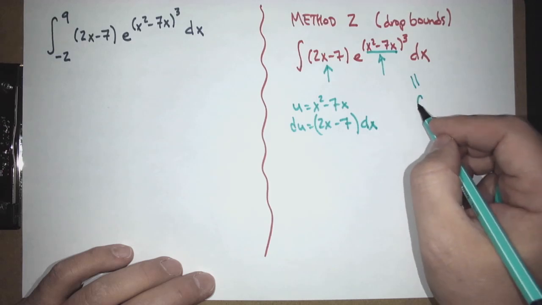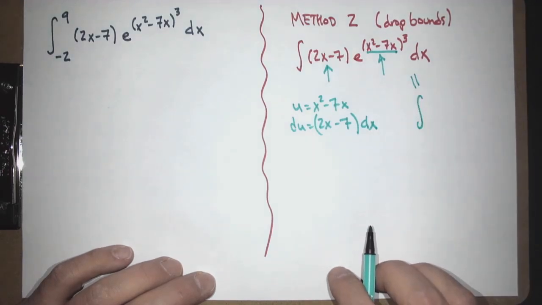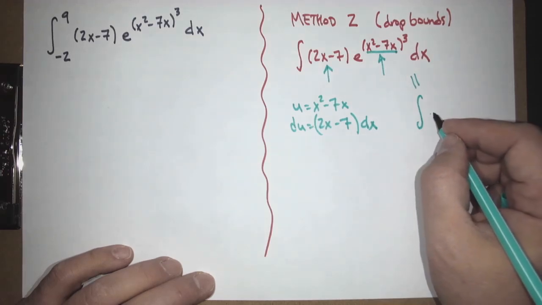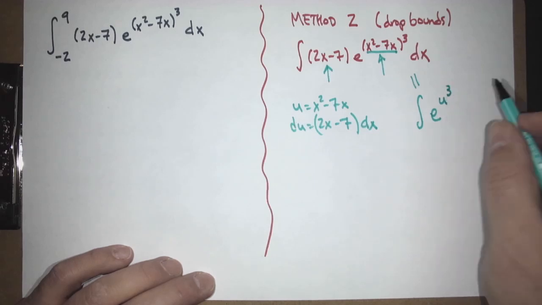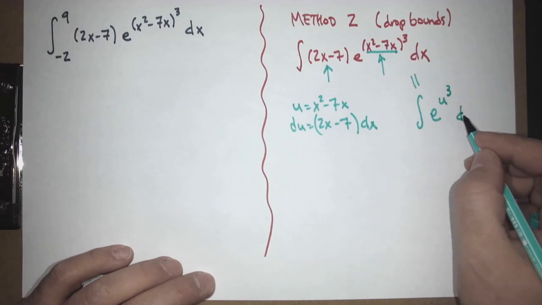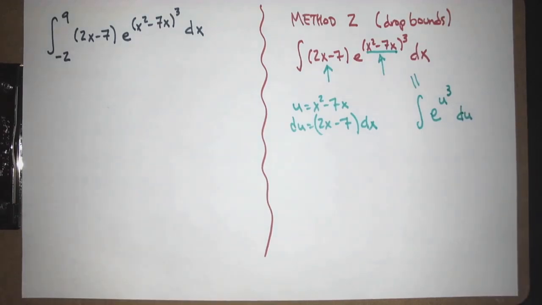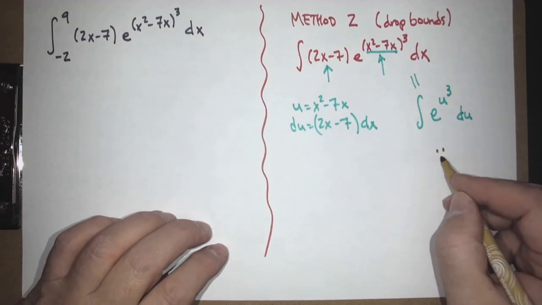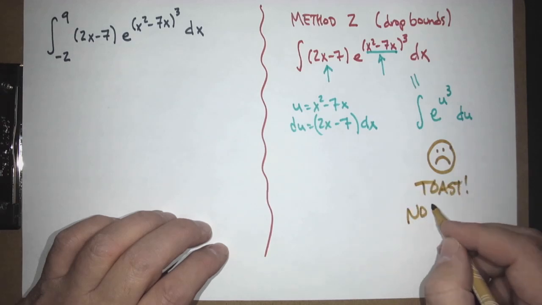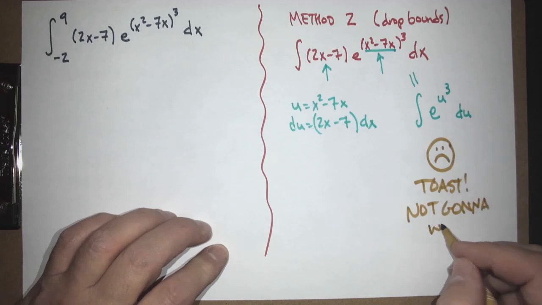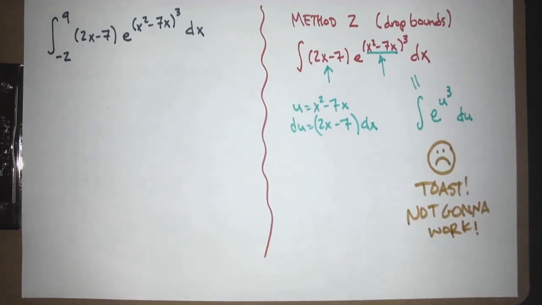So then this integral becomes what? E to the u cubed, because there's a cubed here, du. All right. Now, at this point, what should we do? We're toast. Not going to work. Can't integrate this. Not because you're not cool people. You are cool people. No one can integrate that.